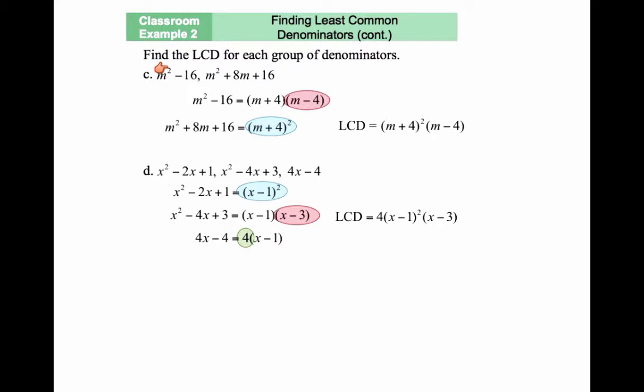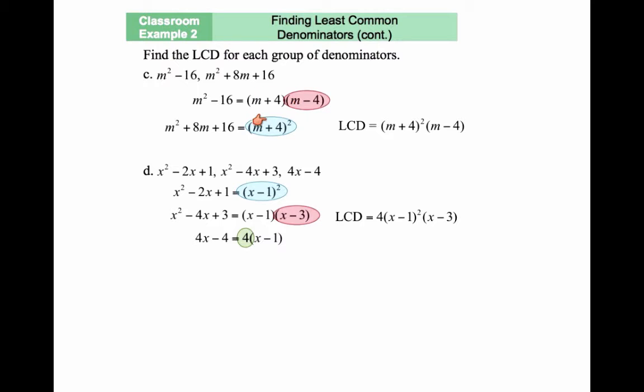Let's find the LCD of m squared minus 16, and then m squared plus 8m plus 16. In order to find the LCD, you need to factor these. So m squared minus 16 is a difference of squares, which is m plus 4 times m minus 4. When I factor m squared plus 8m plus 16, that gives me m plus 4 times m plus 4, or m plus 4 squared. Once again, you need to know how to factor for this section. If you have any problem with factoring, refer to my previous lectures on factoring.